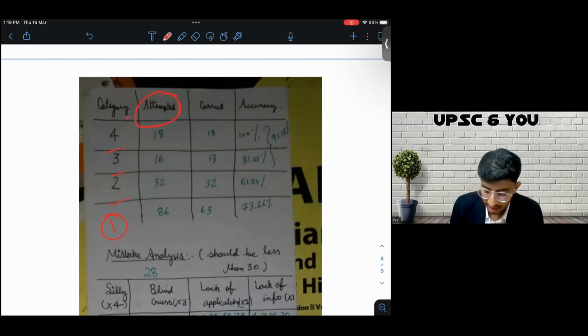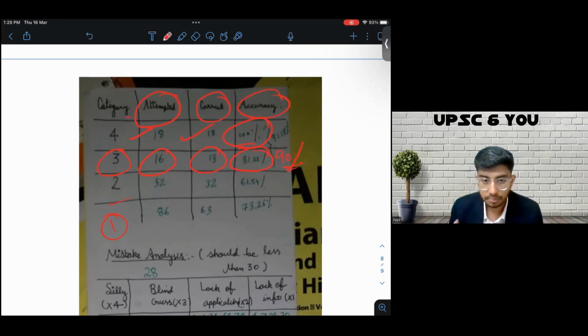Attempted, how many I attempted in that category, how many were correct, what is the accuracy percentage, and then I have a marker in my head. So this should be 100% accurate, which was the case. I attempted 18, all were correct, I had 100% accuracy. Category 3, 16 attempted, 13 correct, a bad hit rate. I intend to have at least 90% accuracy here.